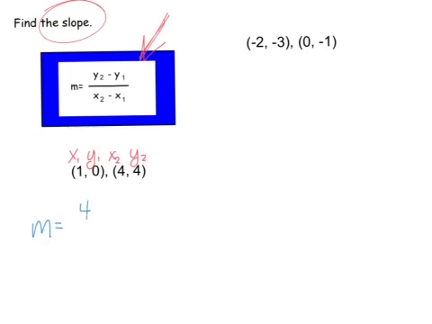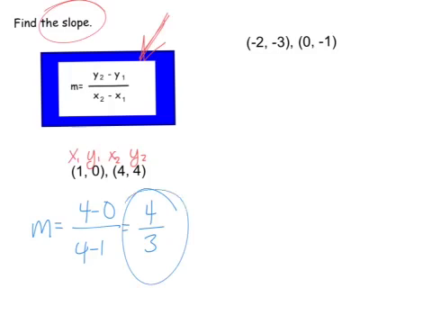So I'm going to do 4 minus 0 over 4 minus 1. 4 minus 0 is 4. 4 minus 1 is 3. 4/3 is simplified. Improper fractions are okay. And there's my answer.